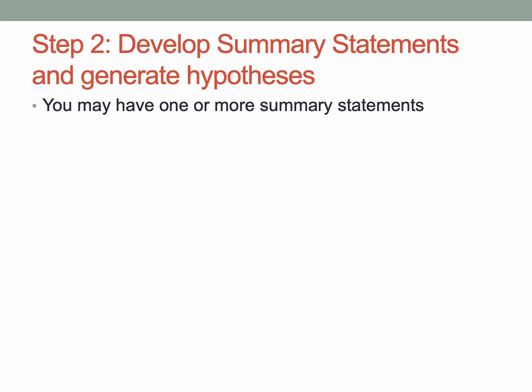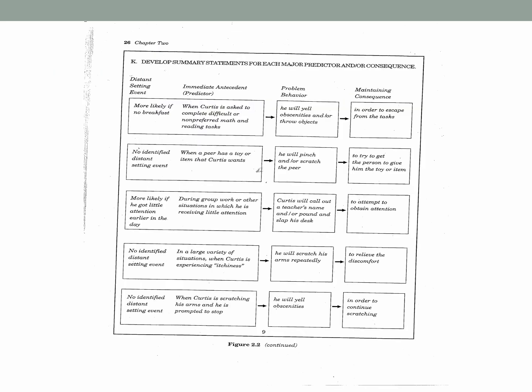Now, based on the information you gather from the ABC chart or interview or scatter plot and rating scale, other sources too, you will develop summary statements and hypotheses. So basically, you can summarize when the behavior occurs, what kind of behavior occurs, what happens after the behavior. If you can identify the possible function for each event, that would be great too.